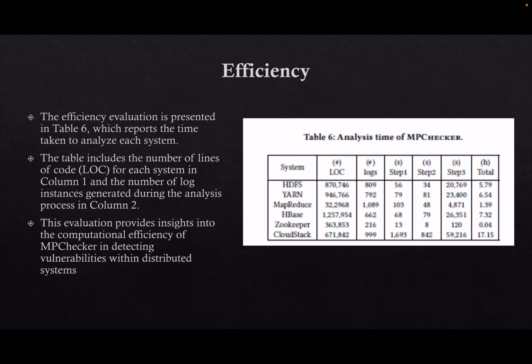Columns 3 to 5 show the breakdown times of each step, and the total analysis times are given in column 6. The majority of analysis time is consumed by the IFTS solver in step 3. The analysis time is directly related to the number of public APIs of each system, since they run the time-consuming IFTS solver once for each API.